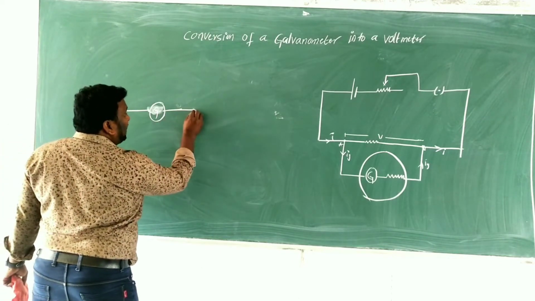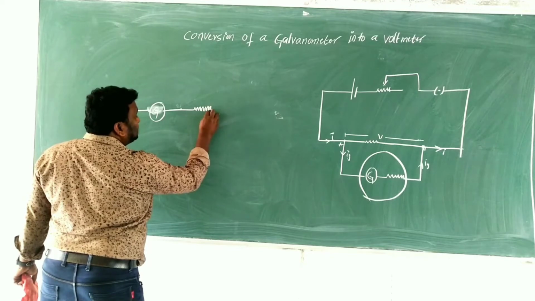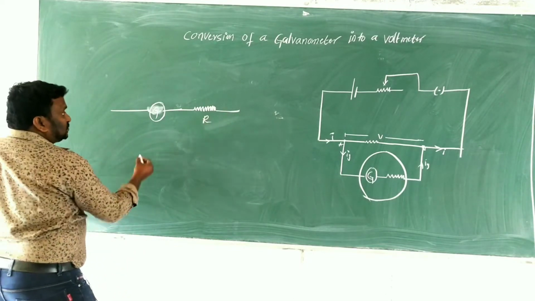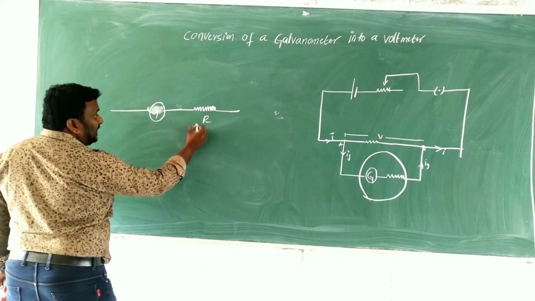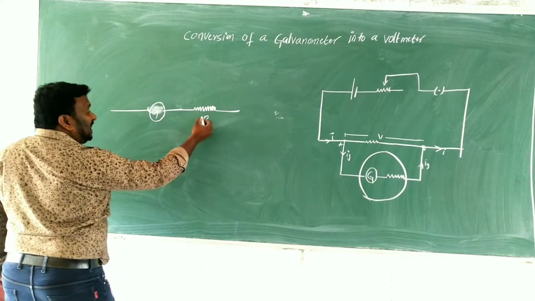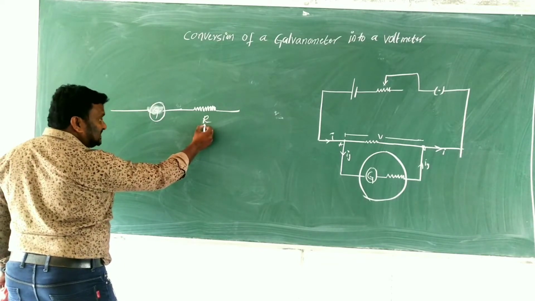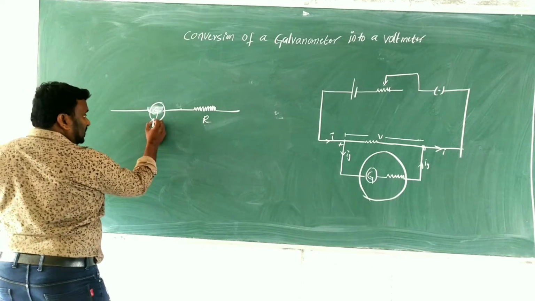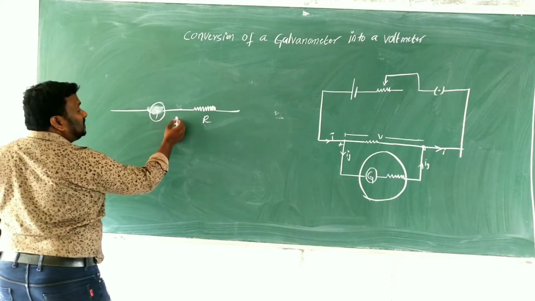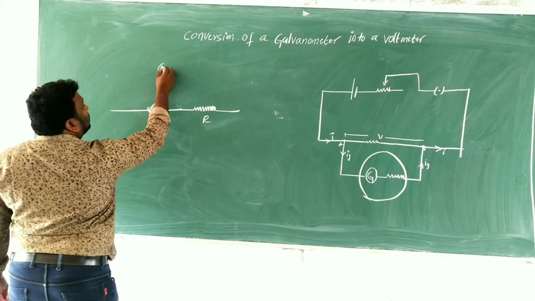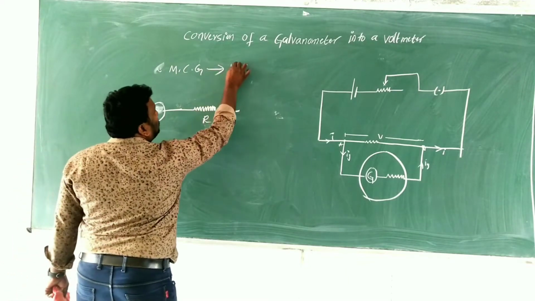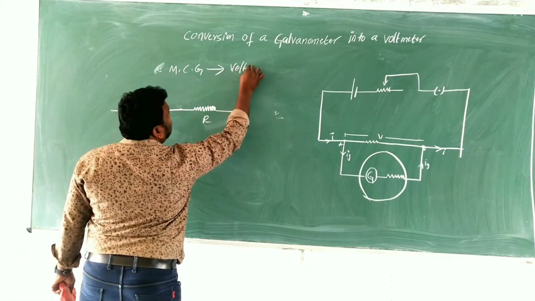So for that we add some large resistance. This is the galvanometer and this is the high resistance value. When a high resistance is connected in series with the galvanometer, then the MCG is converted into the voltmeter by a simple connection like this.